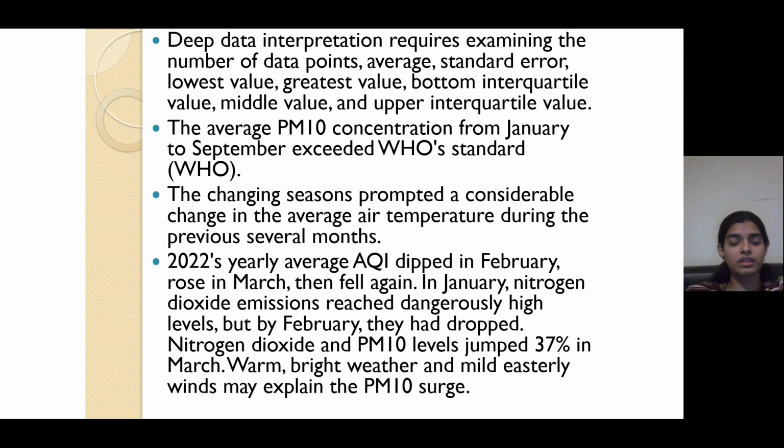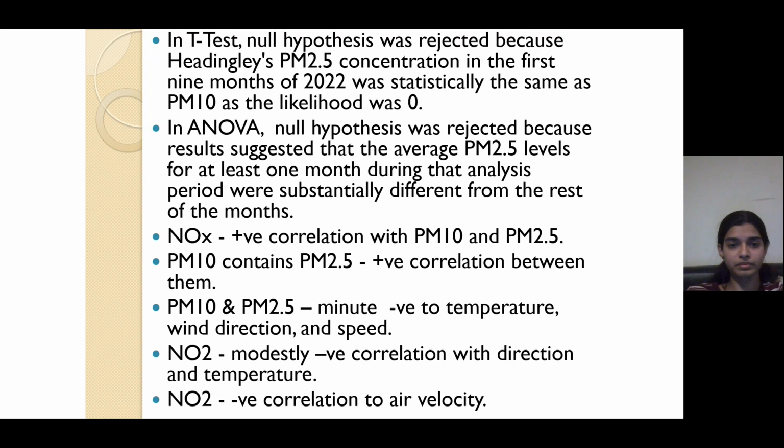The changing seasons prompted a considerable change in the average air temperature during the previous several months. 2022's yearly average air quality index dropped in February, rose again in March, and then fell again. Nitrogen dioxide emissions reached dangerously high levels, but dropped in February. The nitrogen and PM10 levels were very high. It had a rise of 37 percent in March. We're assuming that warm, bright weather and mild easterly winds might have been the reason for this immediate surge.